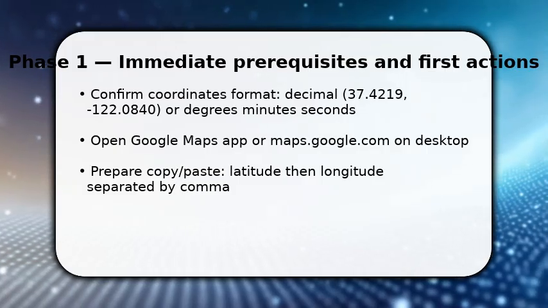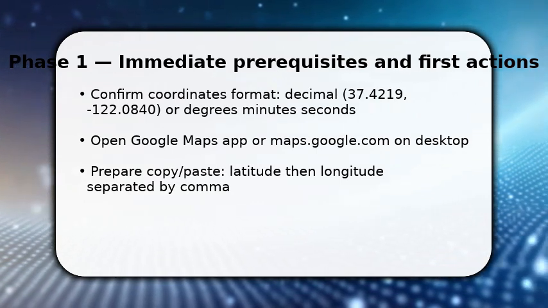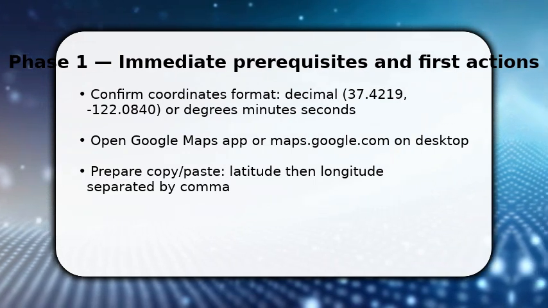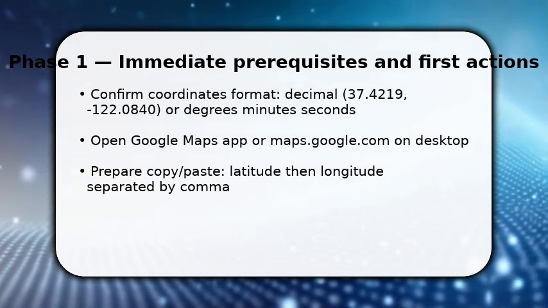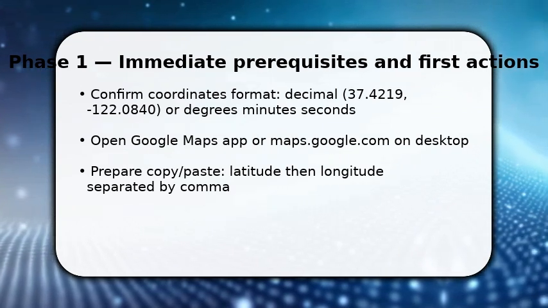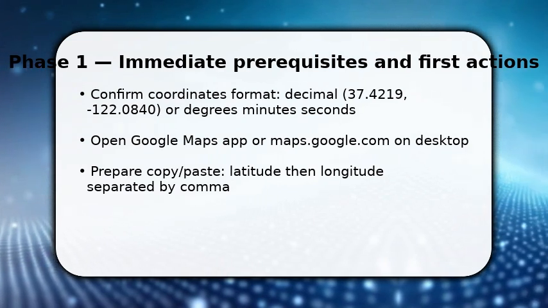You already have coordinates, now paste them in. Start by checking format. Decimal degrees are simplest. Open Google Maps on your device, click or tap the search box, then paste latitude, longitude exactly as provided. Once done, press enter or the search icon. You'll immediately see a pin where the coordinates point.